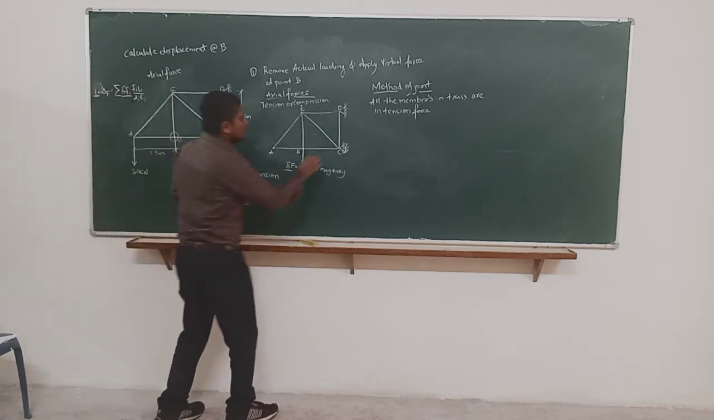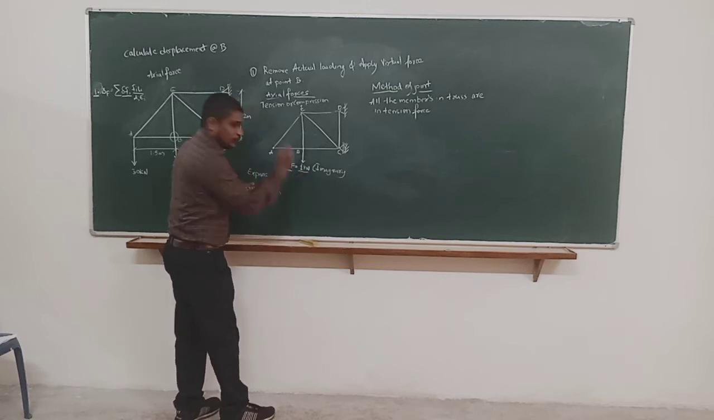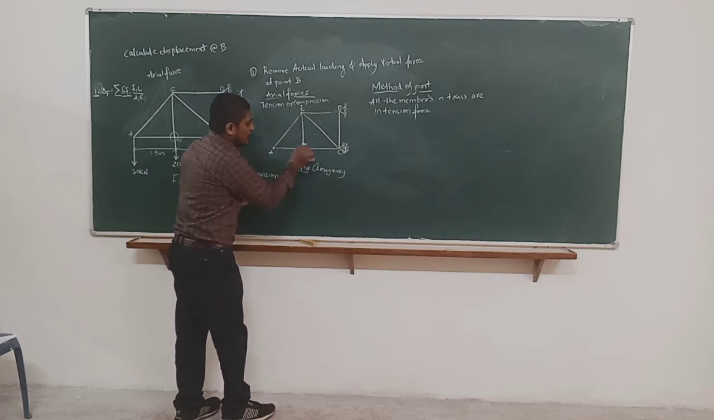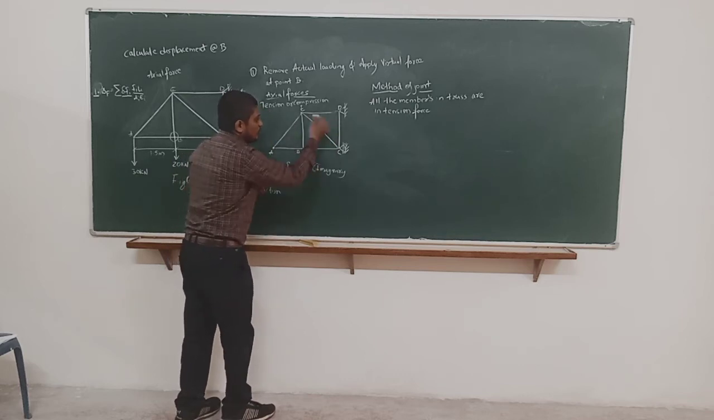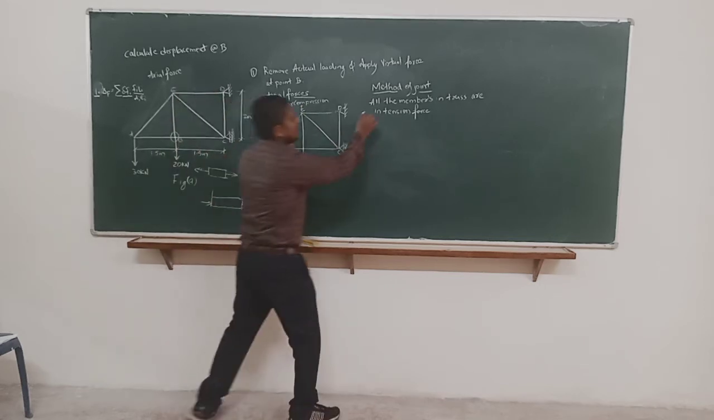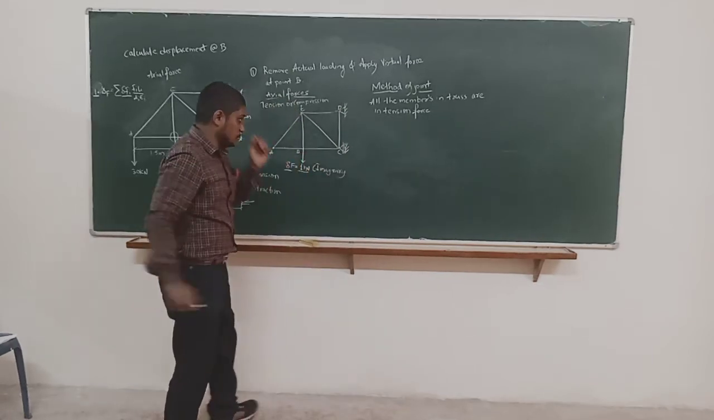In the same way, we don't know, because we have not analyzed anything. We know only that there is an imaginary force of 1 kilonewton acting at point B, and because of this 1 kilonewton load, I don't know whether all these members are under tension or compression. So initially, you can assume all members are in compression also, no issue.